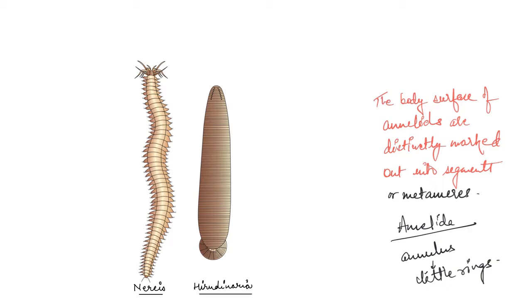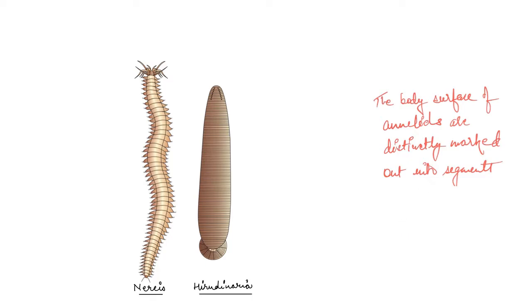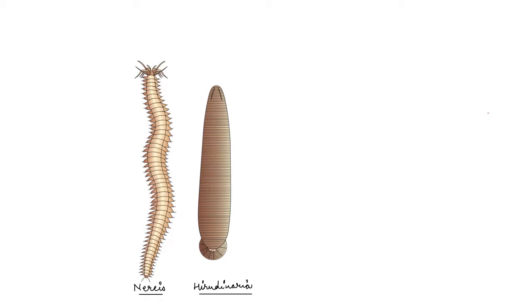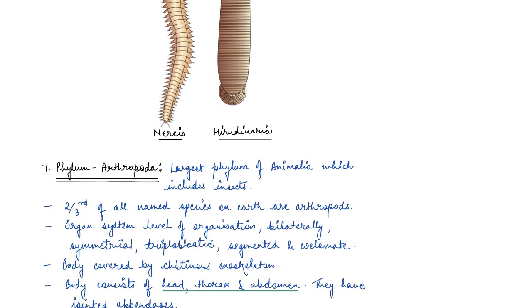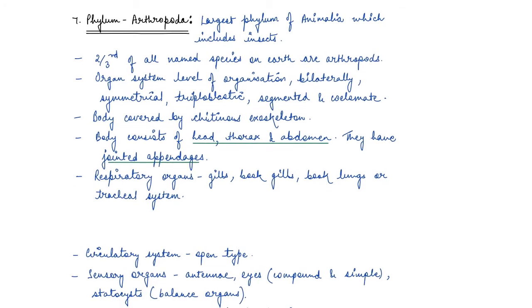I don't know whether you guys know this or not, but Arthropoda is the largest phylum. In the animal kingdom, Arthropoda is the largest phylum, and it consists of what? It consists of insects. So it includes insects. Now, two-thirds of all named species on Earth are arthropods.